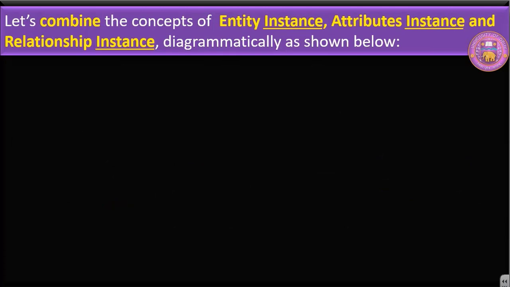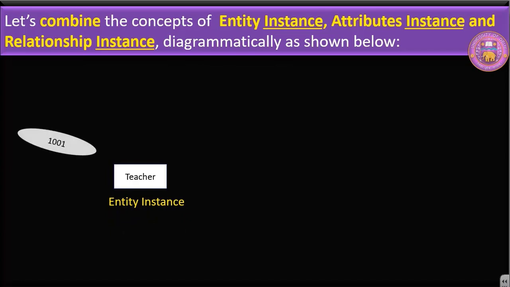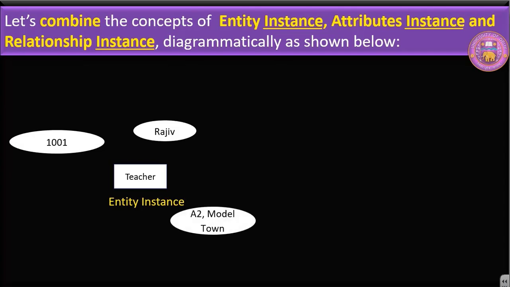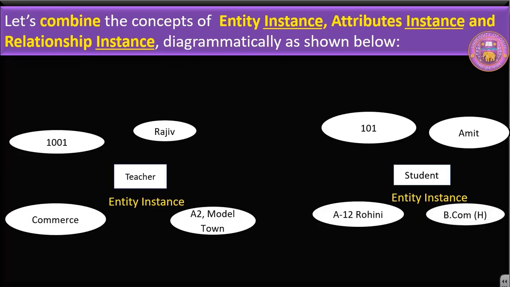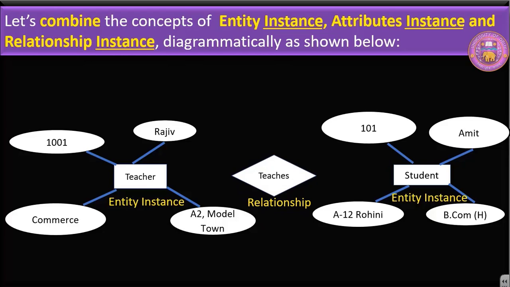Now let us combine the concept of entity instance, attribute instance and relationship instance diagrammatically as shown below. Teacher, entity instance, 1001, Rajiv, address and department. Similarly, we represent the attributes of the entity instance. We have represented the attributes of the entity instances. We need to create a relationship between these two. Here we have created a relationship between teacher and student. This is termed as relationship instance.